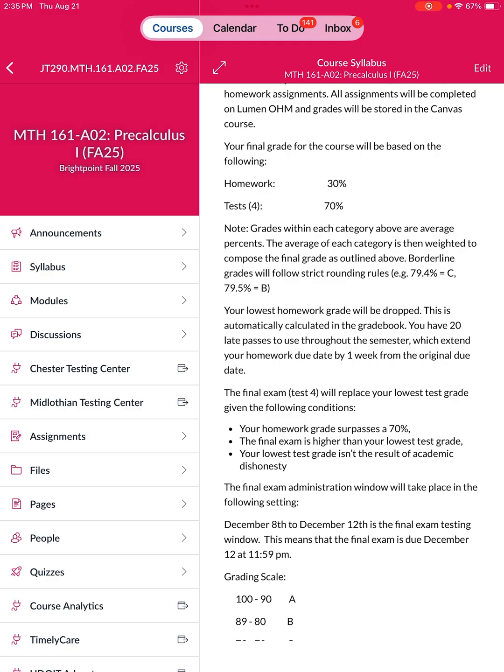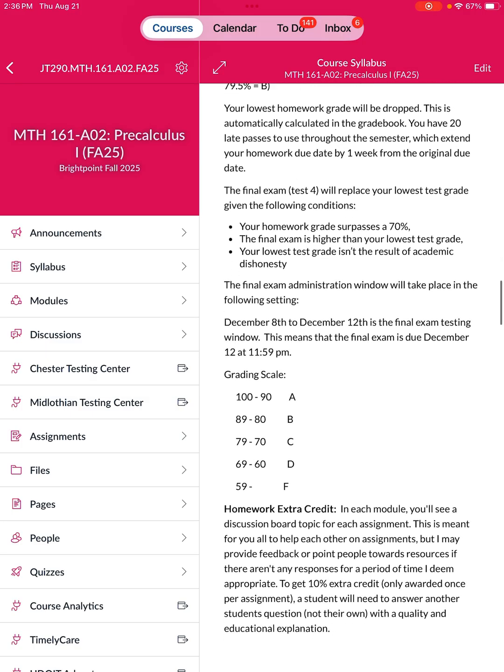Late passes. I'm very generous. You have 20 late passes to use through the semester. I totally understand that you signed up for an asynchronous course. Maybe you thought the course was self-paced. I am required to have weekly assignments due for attendance purposes. So there are weekly assignments due, and I'll talk about that all in the attendance section. But you do have 20 late passes.